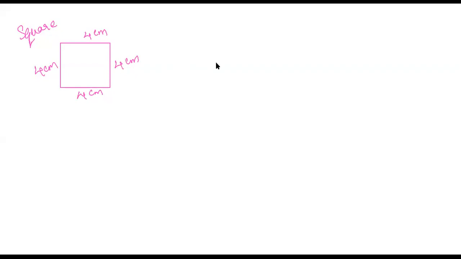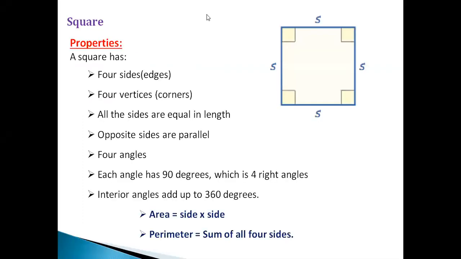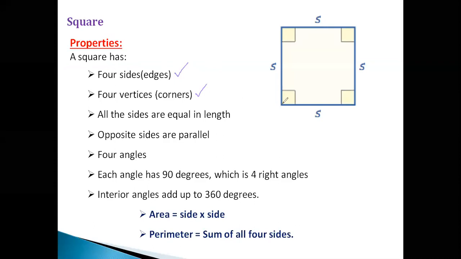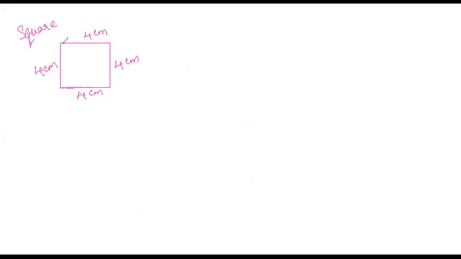So what are the properties of a square? It has 4 sides. It has 4 vertices, which are nothing but corners, and in graphs we call them coordinates or points. All the sides are equal in length. Opposite sides are parallel. This is the one we need to think about. The bottom and the top one are the opposite sides, and the left one and the right one are also opposite. So the opposite lines are parallel.